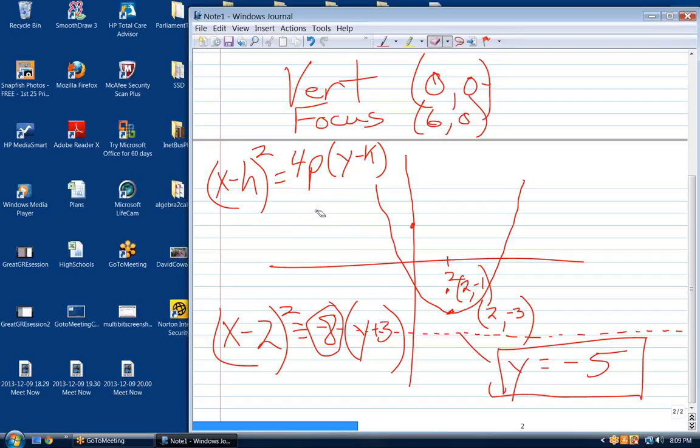So that's how we use this 4p, is that we try to get the equation in this format, and then whatever this coefficient is, we set it equal to 4p. We solve for p. Now we know where the focus is, and we know where the directrix is.